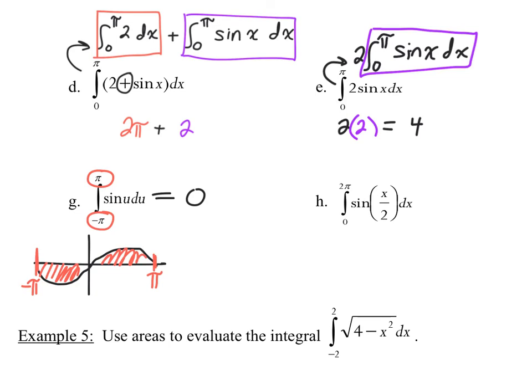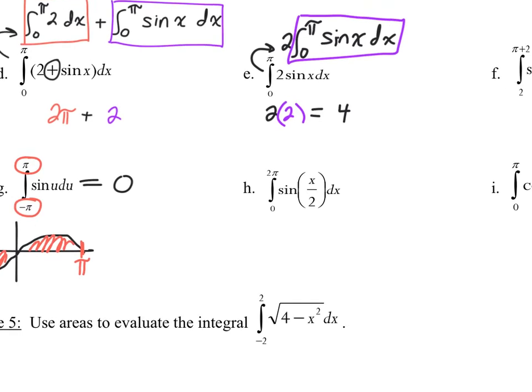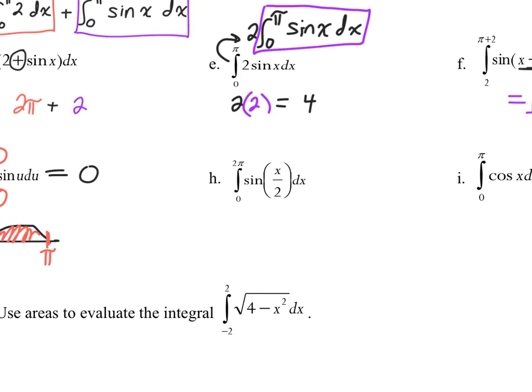All right. Now, for h, what do we have here? What does that x over 2 tell us? It's a constant multiple of x, but how does that impact the graph? It affects the period. Okay, so the period is 1/2. I'm sorry, the frequency is 1/2. The period is 4 pi. All right, so it's double the width.